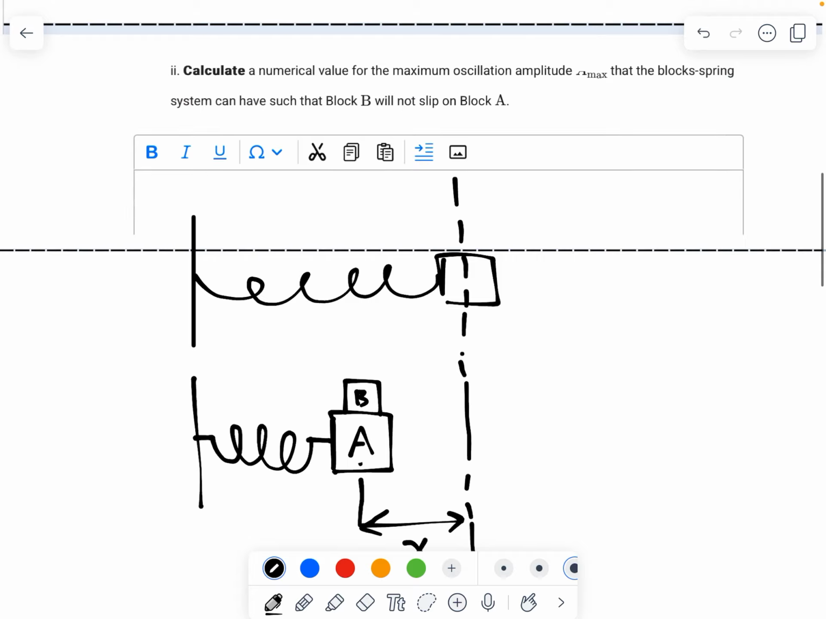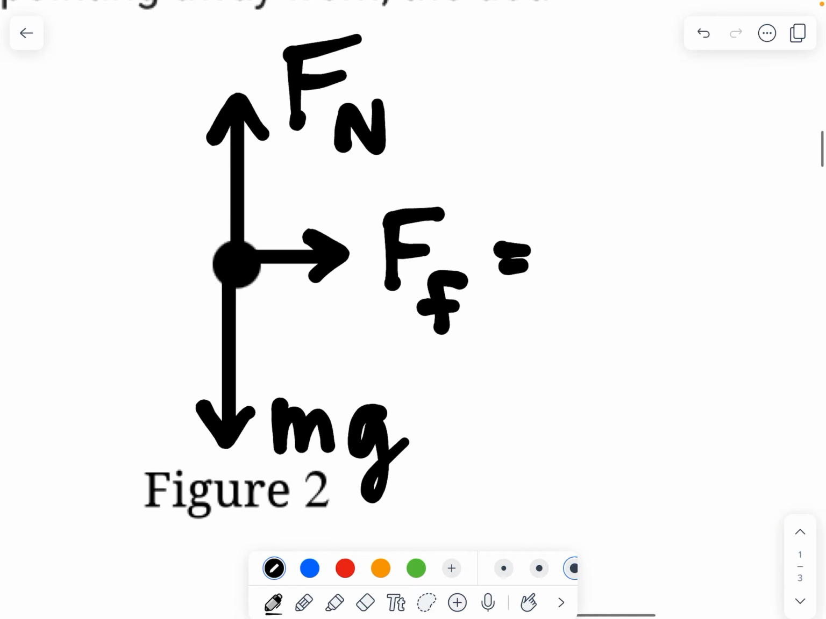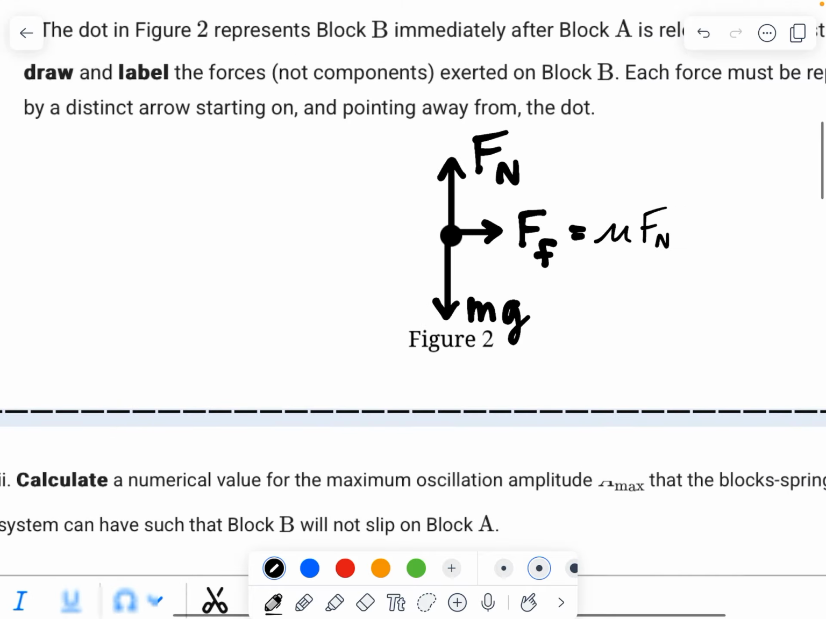So that's going to be limited by this force right here, FF. And FF is mu times Fn. That's how you calculate the force of friction. All right, so let's keep that in mind.